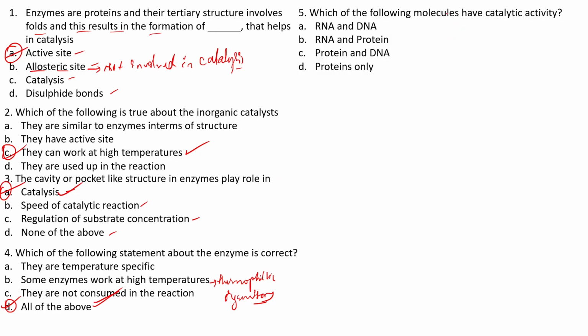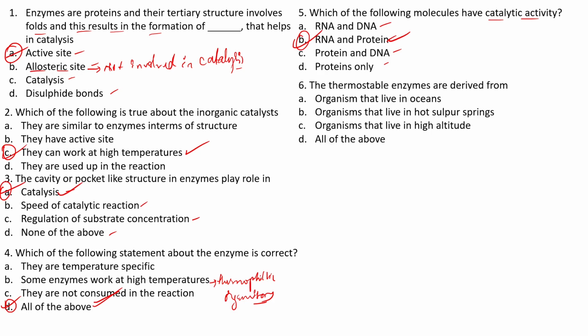Which of the following molecules have catalytic activity? RNA and DNA, RNA and protein, protein and DNA, proteins only. We know some RNA molecules called ribozymes do have catalytic activity, hence RNA and protein. DNA does not have any kind of catalytic activity, and proteins alone are not having the catalytic activity. Even RNA molecules do have a certain degree of catalytic activity.